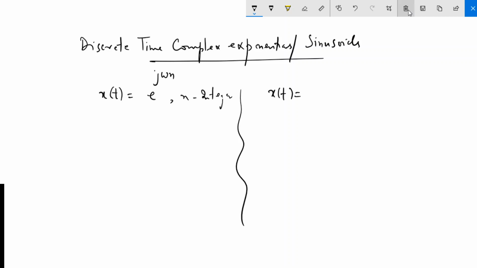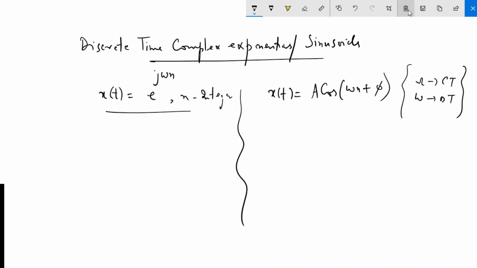Or when you define a sinusoidal signal in the discrete domain, you can write it as cos(omega n plus phi). So you are using a different notation here, omega. In the previous case, we used capital omega for continuous time. We are using this omega for discrete time, just to differentiate. Now these signals are different in some aspects as compared to their continuous counterparts, so we will explore the properties of these.